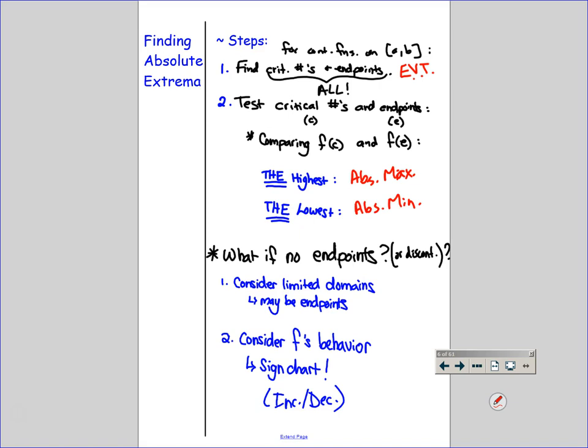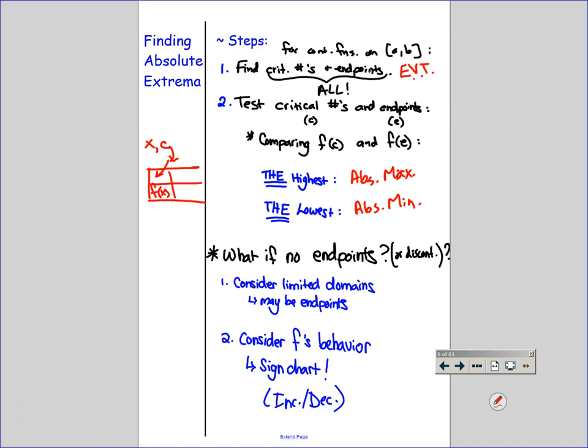I don't know. Because all you've got to do is take all of your x's and your c's and put them into a table, testing with your original quantity, or whatever you want the absolute max of. And find the highest value and the lowest value.